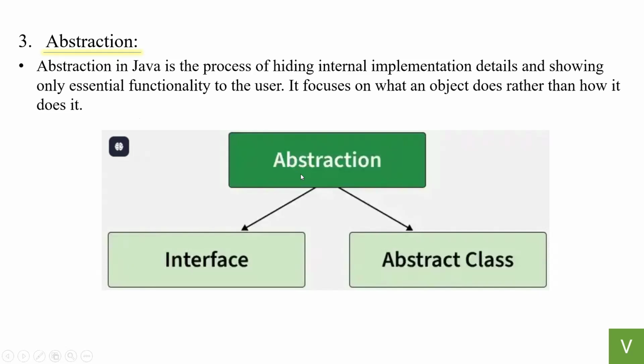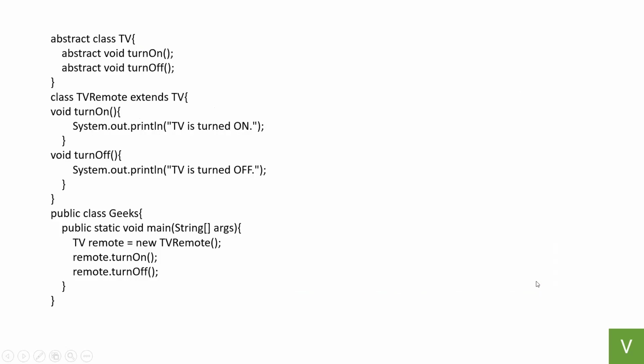Abstraction can be achieved in two ways. The first one is interface. The second one is using abstract classes. The interface concept I will explain clearly while explaining inheritance. Now let us see what is meant by abstract classes. In this example we have three classes and a main class. We know that the execution starts from the main class.